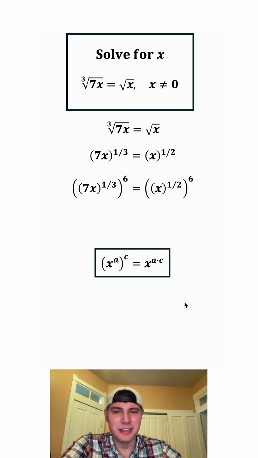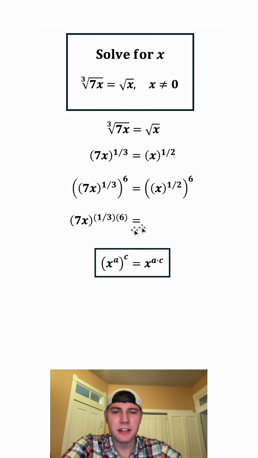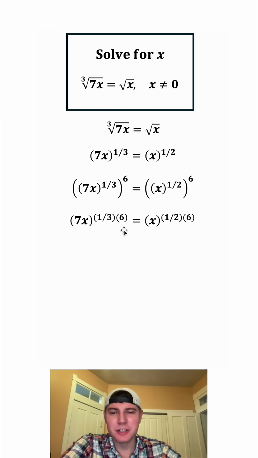And now we can use these notes. Anytime you have something like the quantity x to the a to the power of c, that's the same thing as x to the a times c. So this 7x to the 1/3 to the 6 will be 7x to the 1/3 times 6. And on the other side, this x to the 1/2 to the 6 is going to be x to the 1/2 times 6. And now on the left-hand side, 1/3 times 6 is 6/3, which is 2.